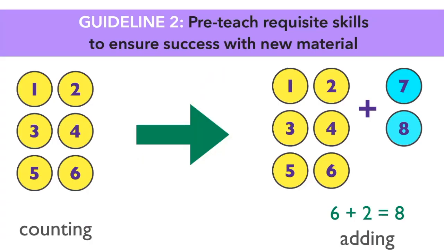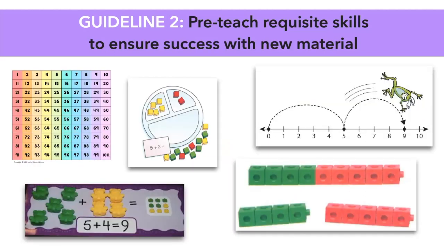Before teaching any lesson, you must identify what prerequisite skills your students must have to be successful with the new content of the lesson. For example, a student must be able to count with one-to-one correspondence before using manipulatives to add factors and find their sum. Let's imagine you're teaching a lesson on multi-digit subtraction, and you have a student who is struggling with basic subtraction within 10.